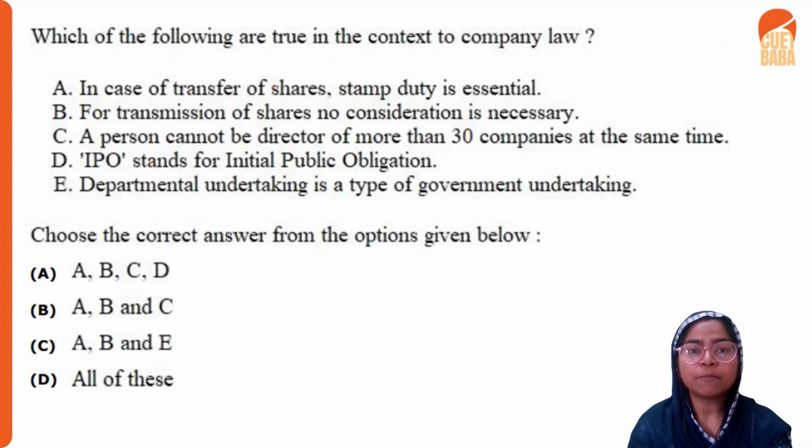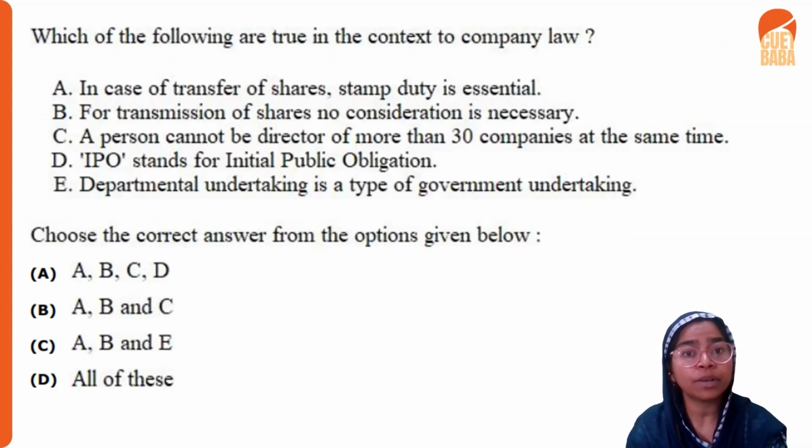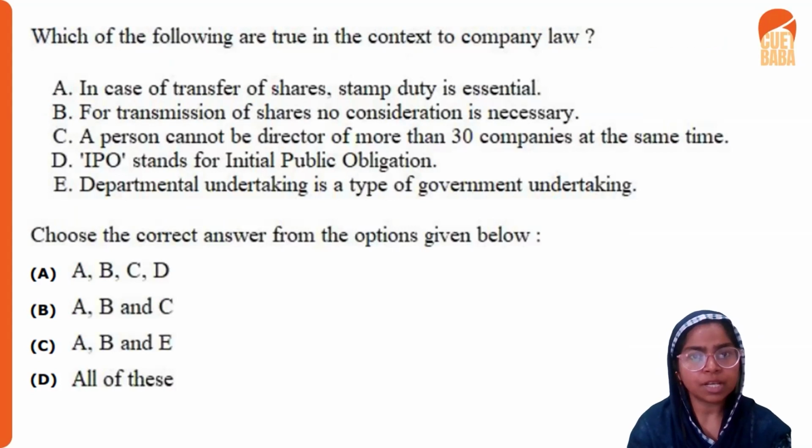In the next question, we have 5 statements related with company law. We have to see which of the following are true with respect to company law. A, in case of transfer of shares, stamp duty is essential. B, for transmission of shares, no consideration is necessary. C, a person cannot be a director for more than 30 companies at the same time. D, IPO stands for initial public obligation. E, departmental undertaking is a type of government undertaking.